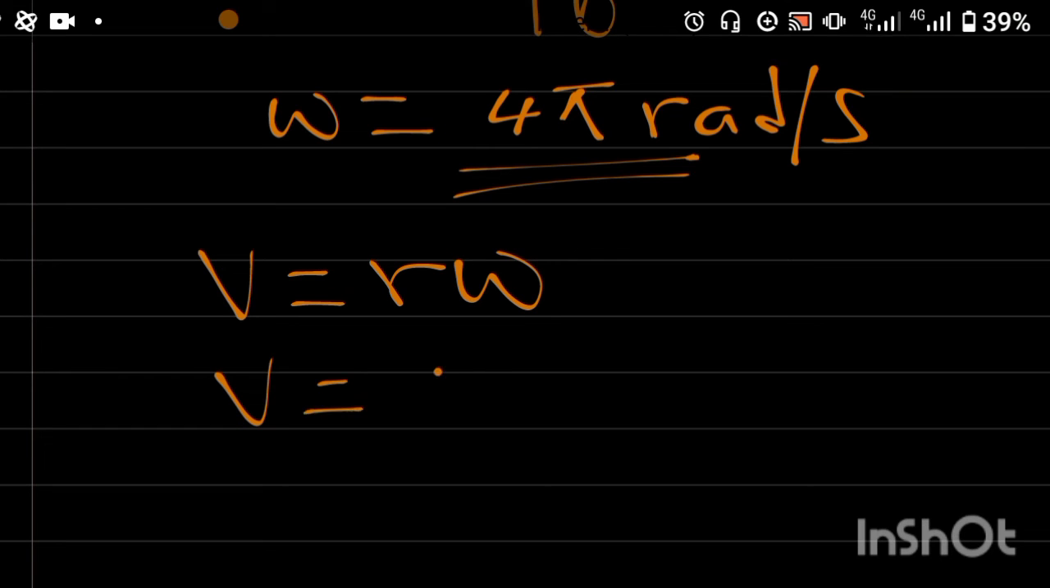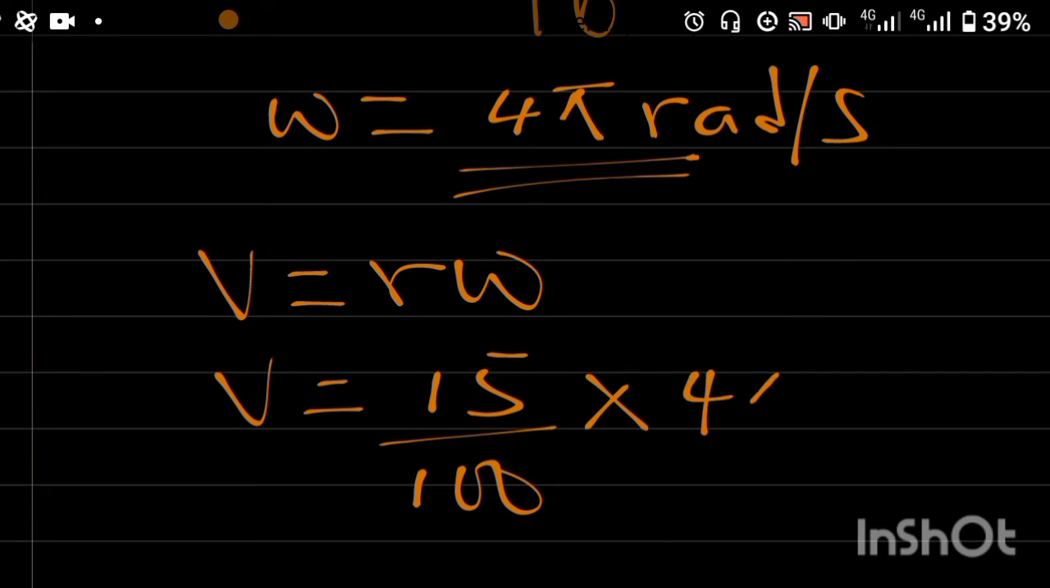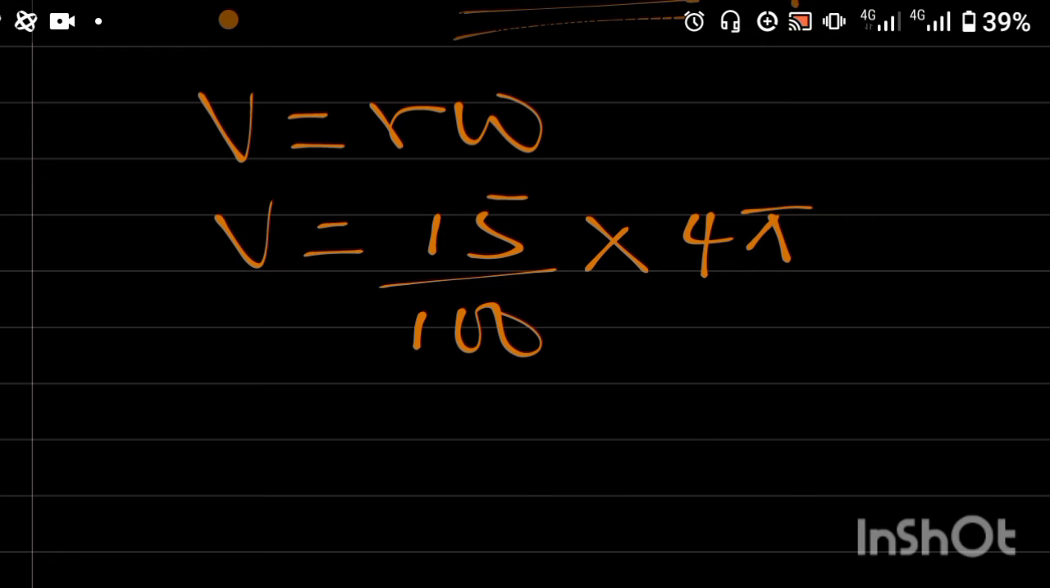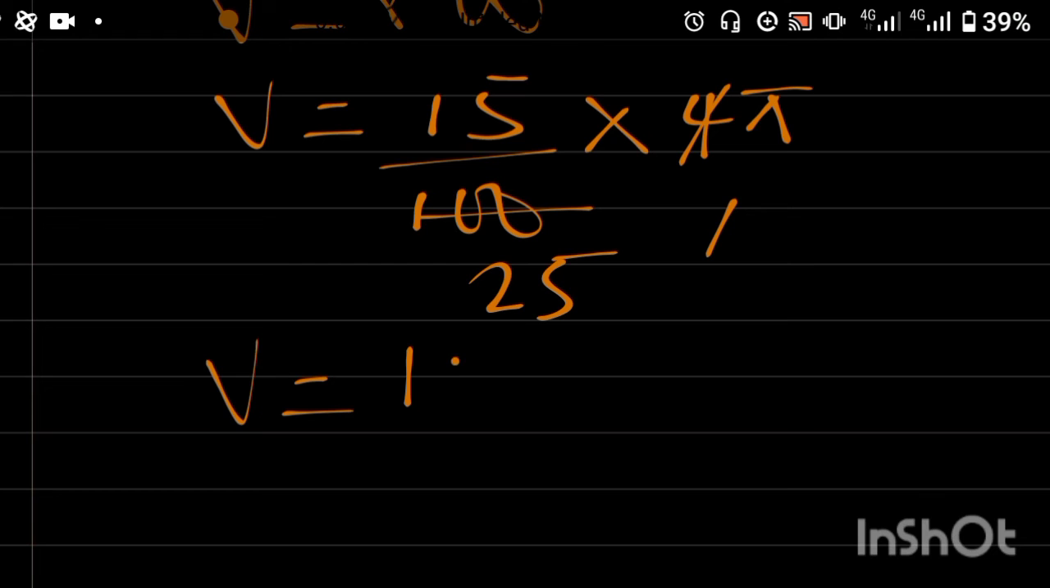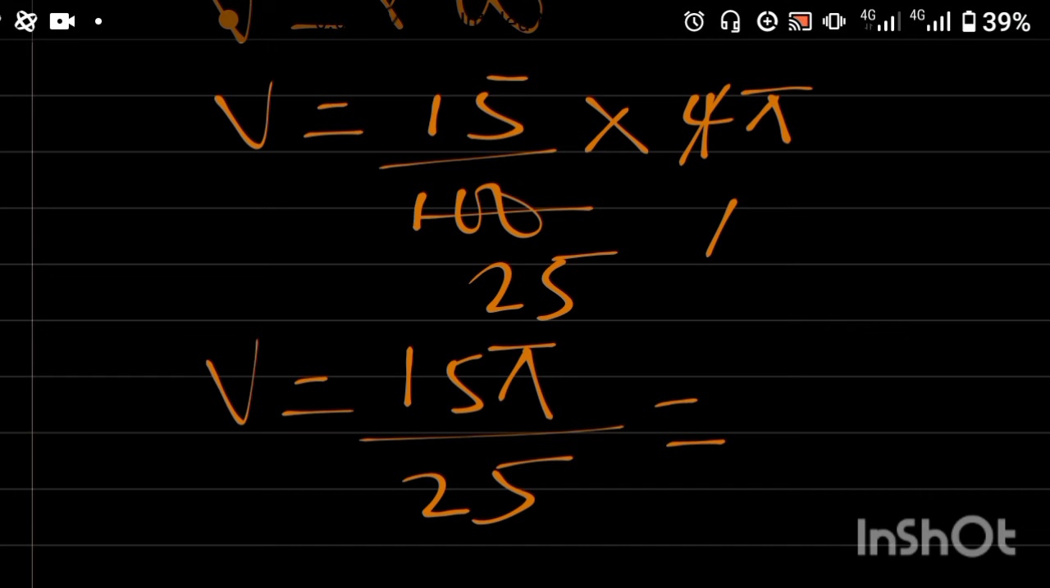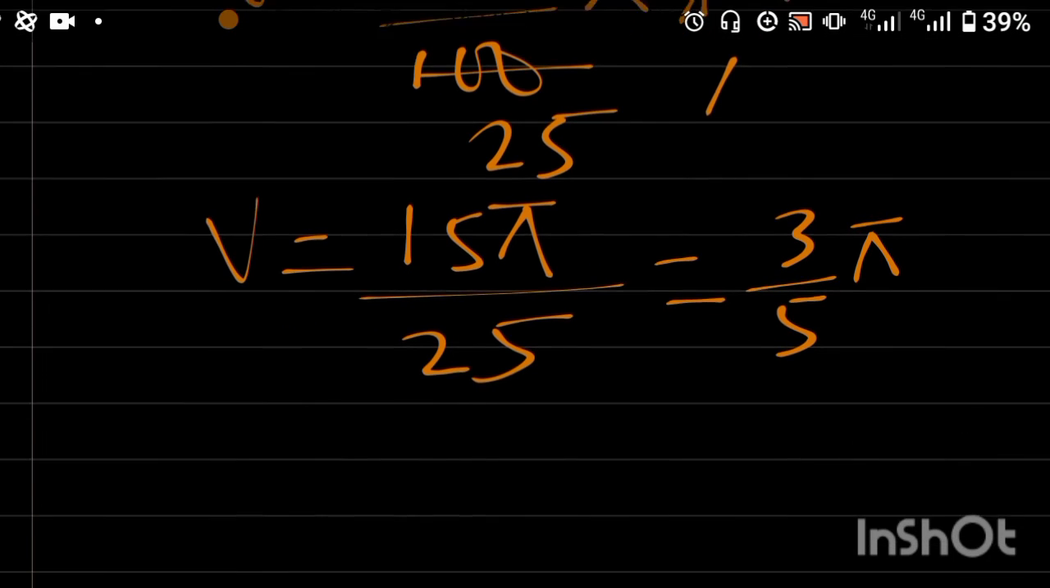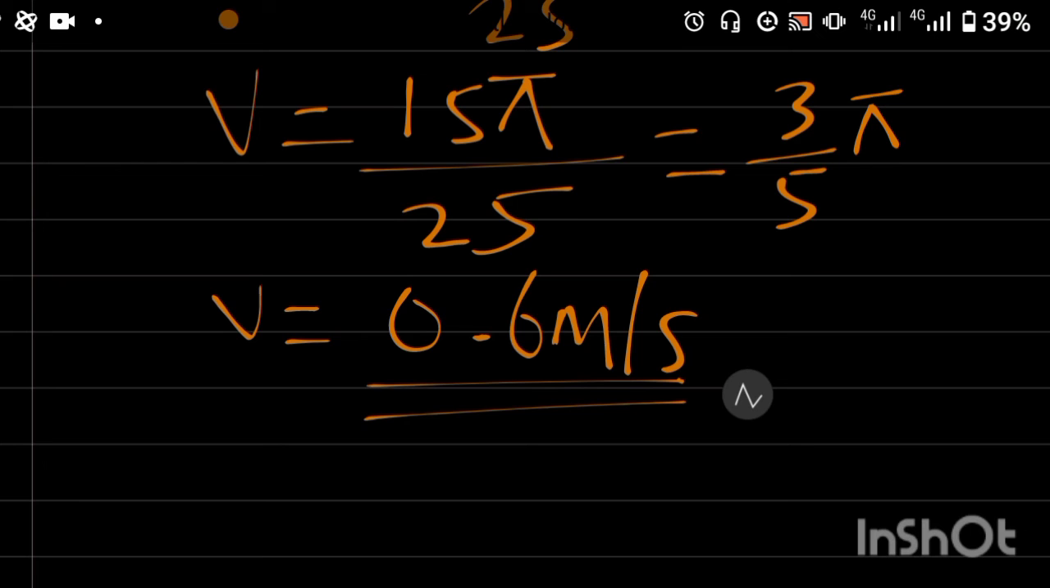What is my r? It's 15 centimeter. I have to convert it to SI by dividing by 100, then times my omega, 4 pi. 4 goes there 1, 4 goes there, I have 25. Therefore, V is equal to 15 pi over 25, and is equal to 3 over 5 pi. V is equal to 0.6 meter per second.